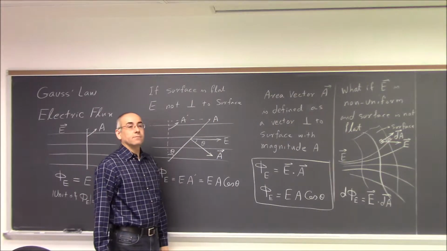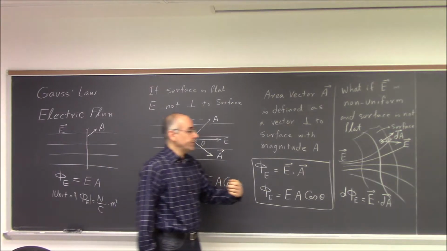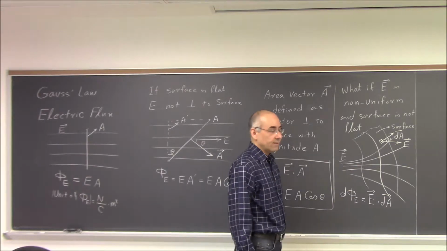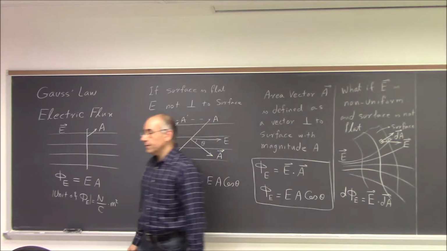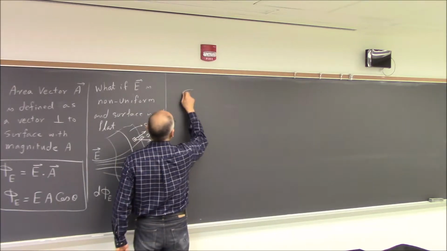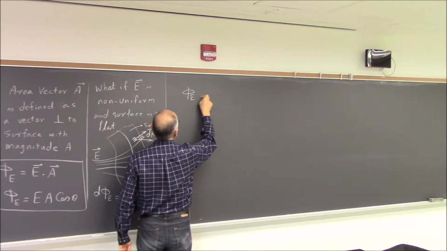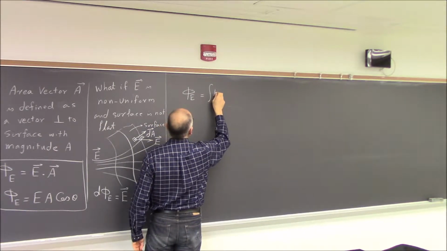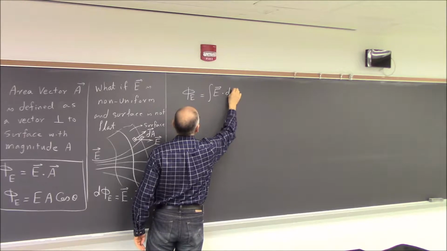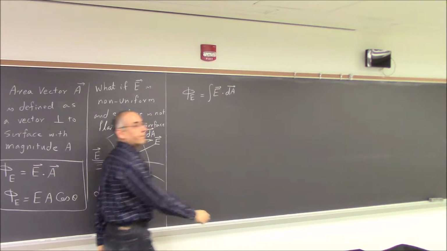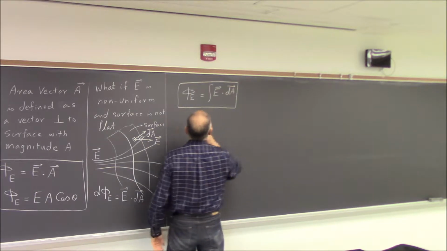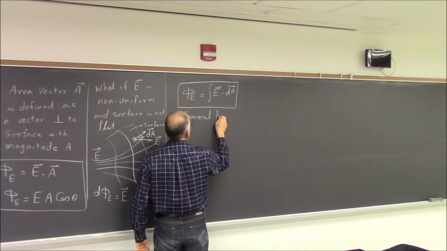And then we add all the small pieces of d phi E, because they're scalar, we just add all of them together. We get the total flux. Total flux is equal to the integral of the small piece E dot dA. This is the general formula for flux.